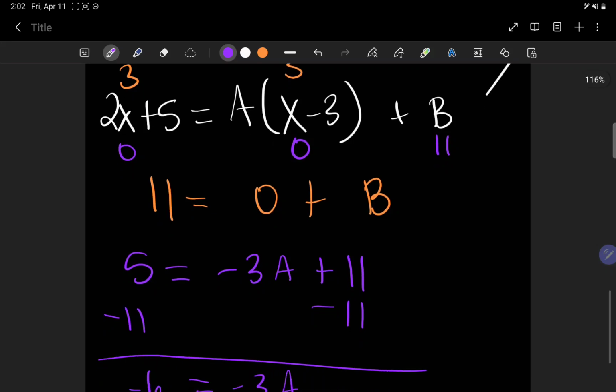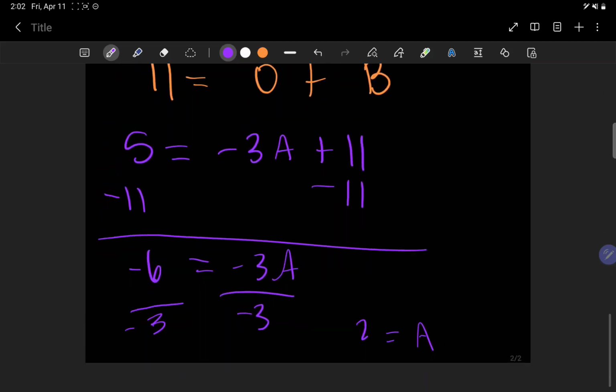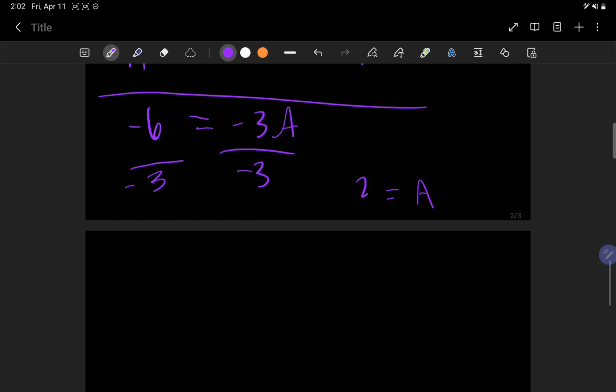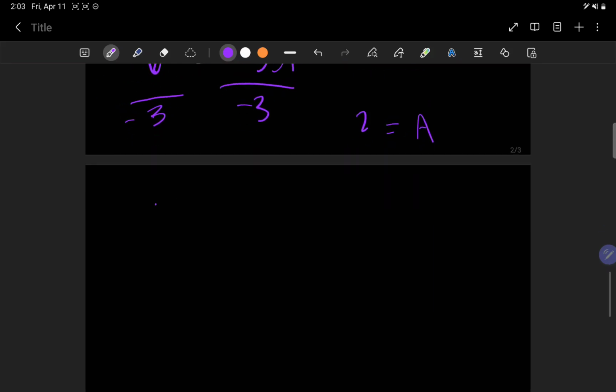You can erase all my stuff. It's okay. I'll just open up a new page if it'll let me. There we go. All right. So you had 2x plus 5, and then a times x minus 3, yeah, it was a 3, right? Yeah, plus b.